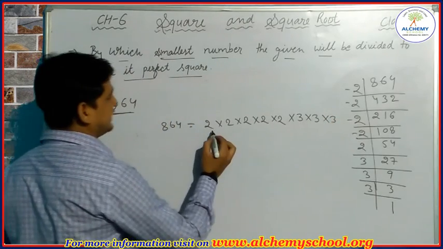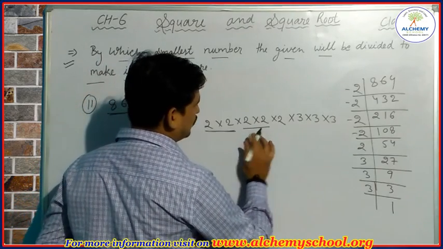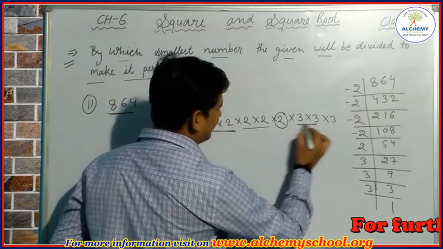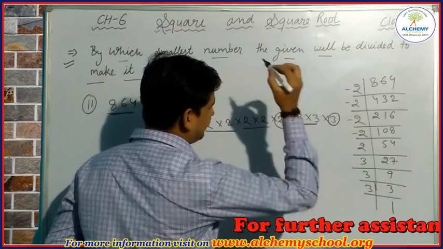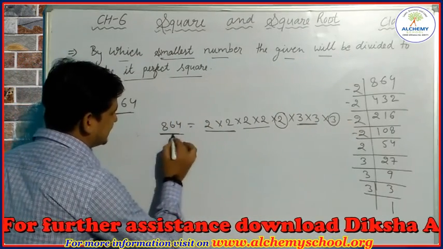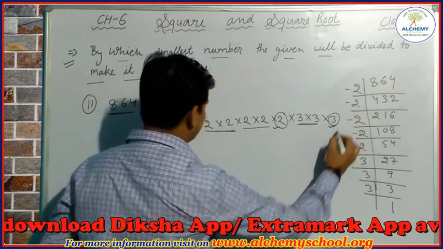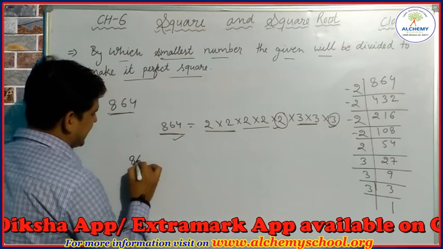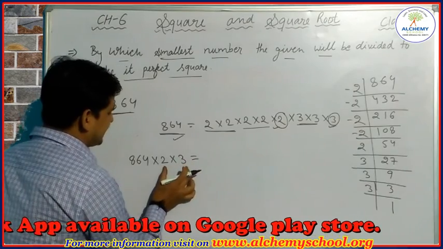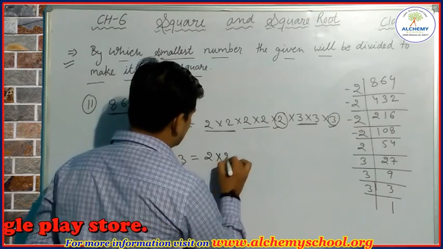Now the next step is to make the pairs. We can make one pair of 2, we can make another pair of 2, but we cannot make a pair of this last 2. We can make a pair of 3s, but we cannot make the pair of this last 3. So when we want to make a perfect square of 864, we have to multiply it by 2 and 3. So we can write 864 into 2 into 3. While we are multiplying by 2 and 3, we have to multiply this side also.